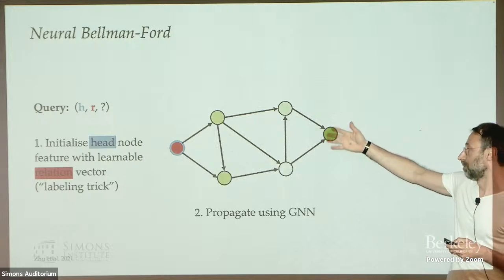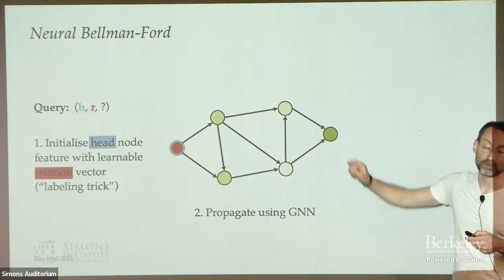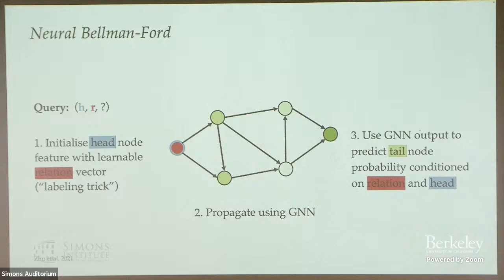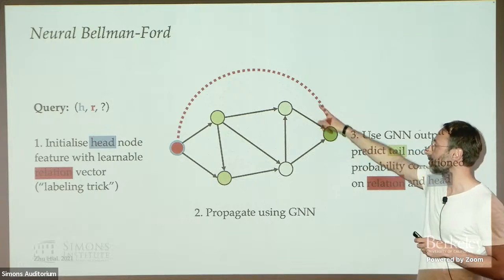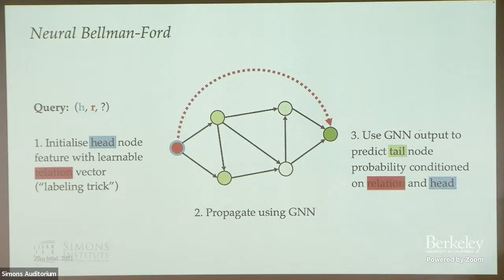And this, if everything is designed appropriately, produces the probability of every node to be the tail, right? And I can use this output to predict the tail node probability that is conditioned on the relation and the head. In this case, the highest probability is obtained here. So I can establish this relation, in this case, the relation of being granddaughter of this node, the green one, right?